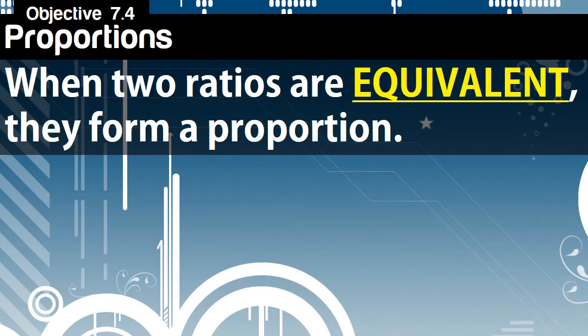In this edition of Mr. Peterson Presents, I'm bringing to you Objective 7.4. This is proportions and proportional reasoning. So we got some fill in the blanks. We have a few examples here, so let's get to it.